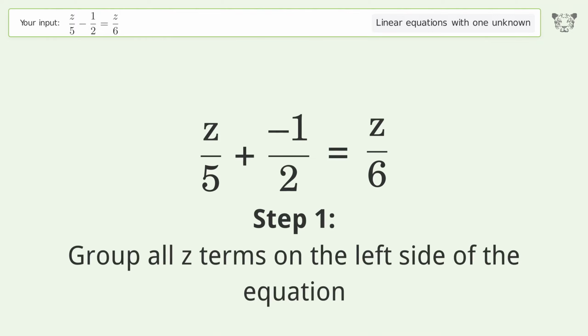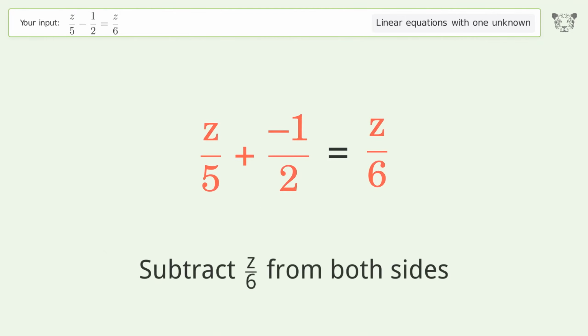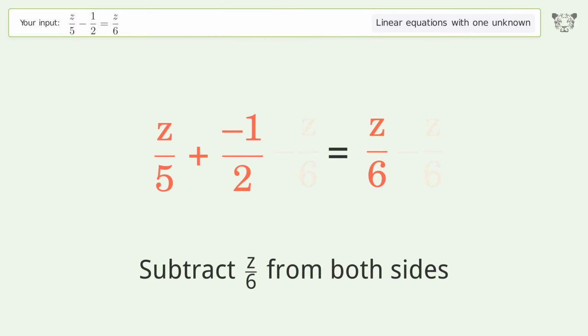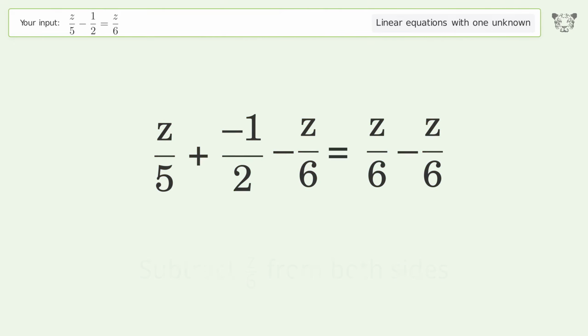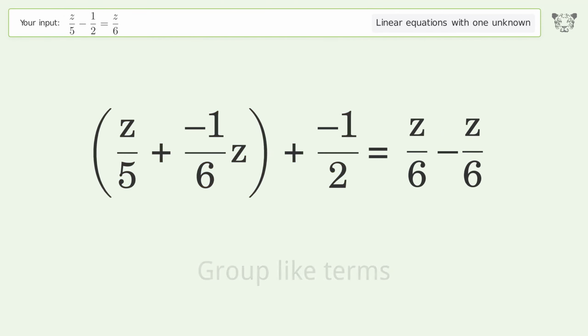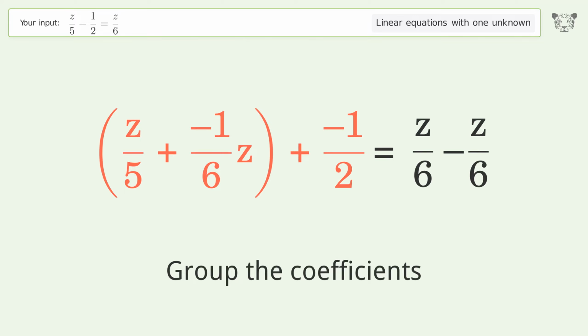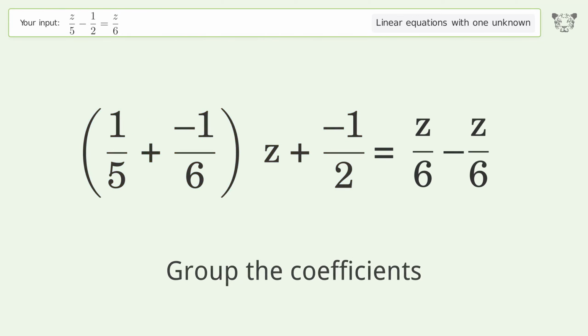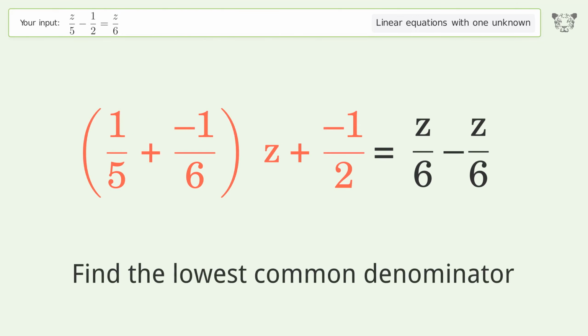Group all z terms on the left side of the equation. Subtract z over 6 from both sides. Group like terms. Group the coefficients. Find the lowest common denominator.